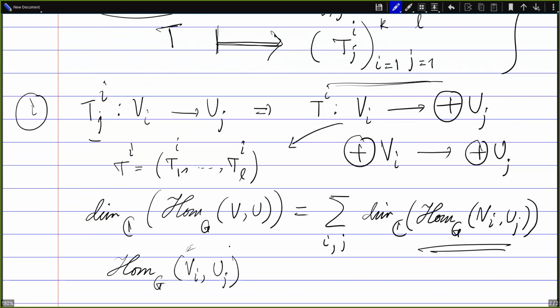Remember that both are irreducible. If Vi is not isomorphic to Uj as representations, that is, the representation on Vi is not isomorphic to the representation on Uj, then by Schur's lemma, this has to be trivial. Therefore the dimension will be 0.